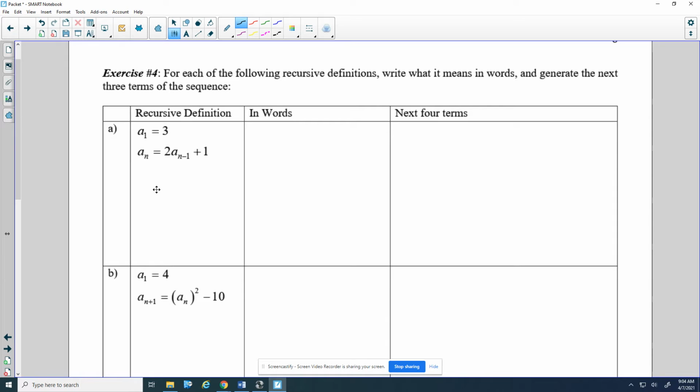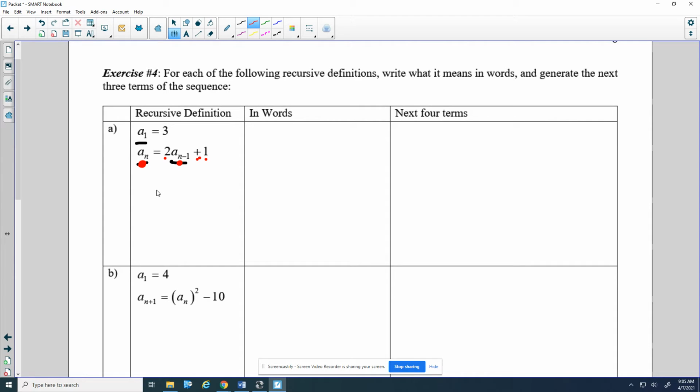When I see this sequence, I know it's recursion because I see the a sub 1 equals, and I also see multiple spots with subscripts, the a sub n and a sub n minus 1. So in words, we're starting with 3, and to get the next term, I do 2 times the last term, and I add 1. Okay, so that's what's happening in words.